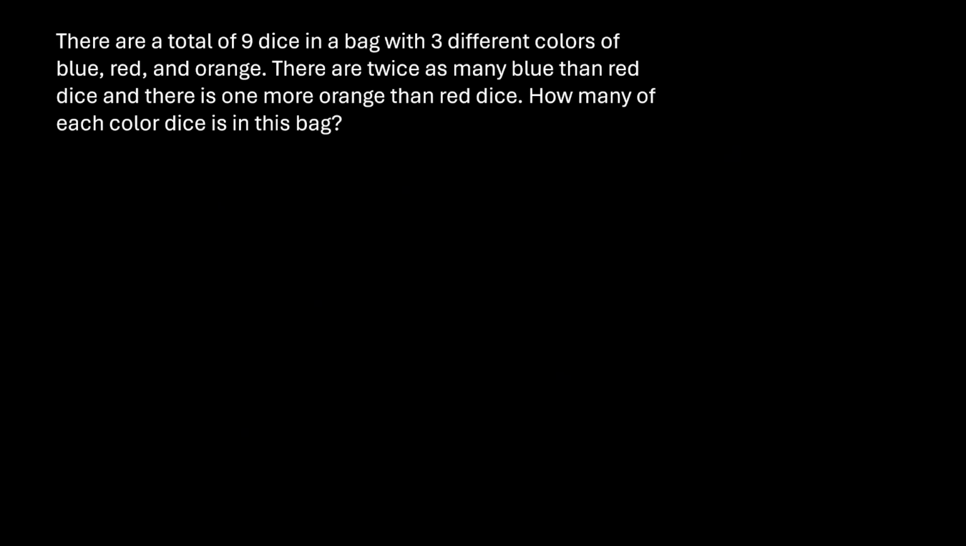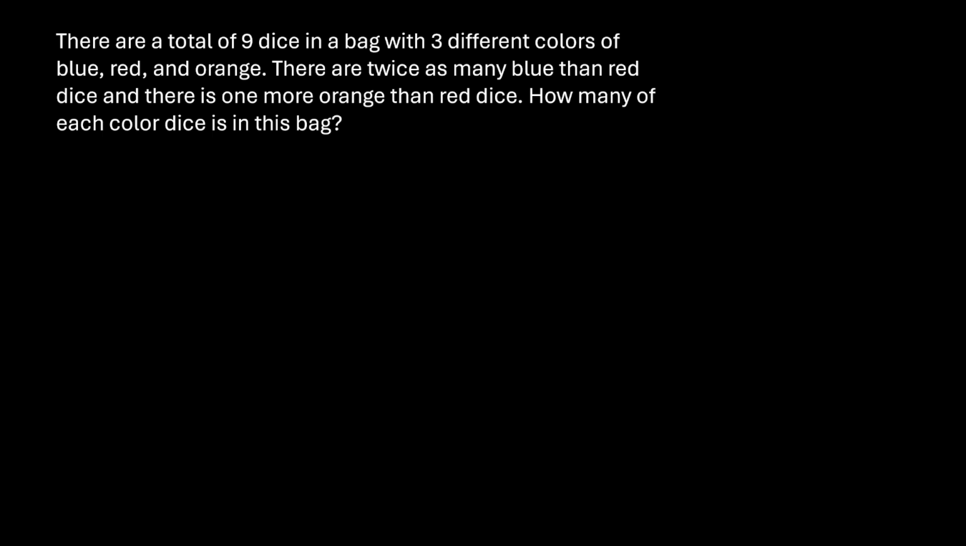Let's go to this last problem where we're going to actually have 3 different constraints and 3 variables. So in this case, there are a total of 9 dice in a bag with 3 different colors of blue, red, and orange. There are twice as many blue dice than red dice, and there is 1 more orange dice than red die. How many of each color is in this bag?